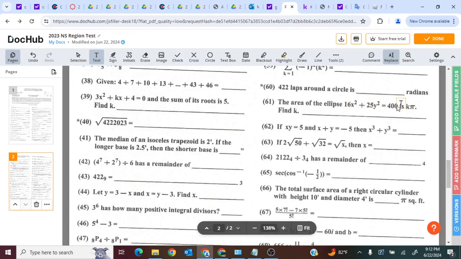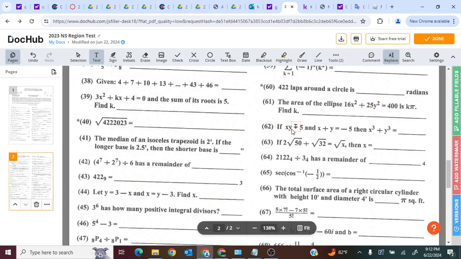Area of the ellipse is that, find k. Area of the ellipse is this divided by that, or square root of this divided by that times this divided by that. So 25 times 16, square root of that. So you take the square root of each. 4 times 5 is 20.